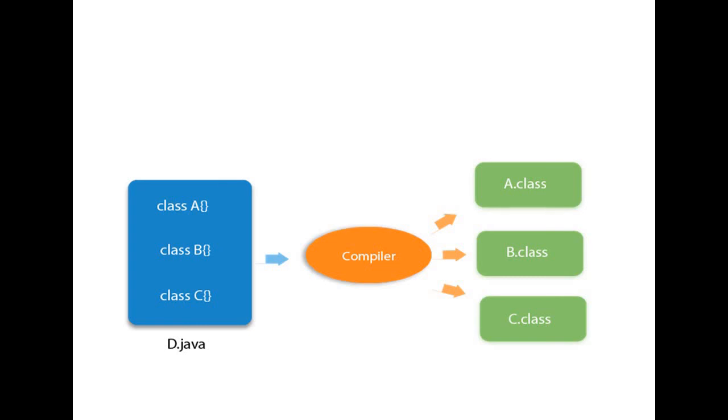The question is, if a file contains multiple classes, under which name is the file saved? Always remember where the main method is present. Let us consider there is a class D and class D contains the main method. So the program is saved as d.java. If the main method is present in class B, the program is saved as b.java. If the main method is present in class A, the program is saved as a.java.